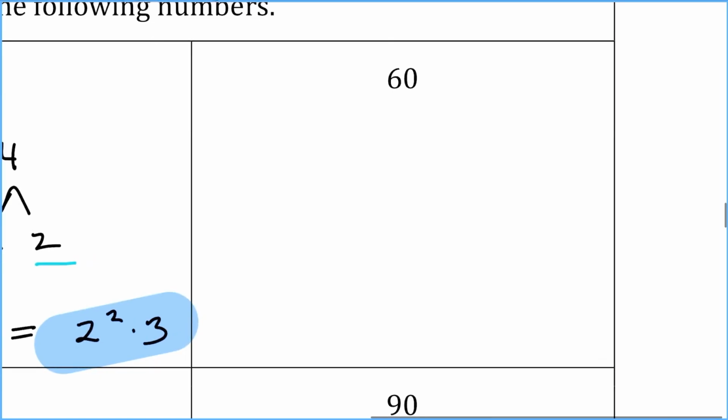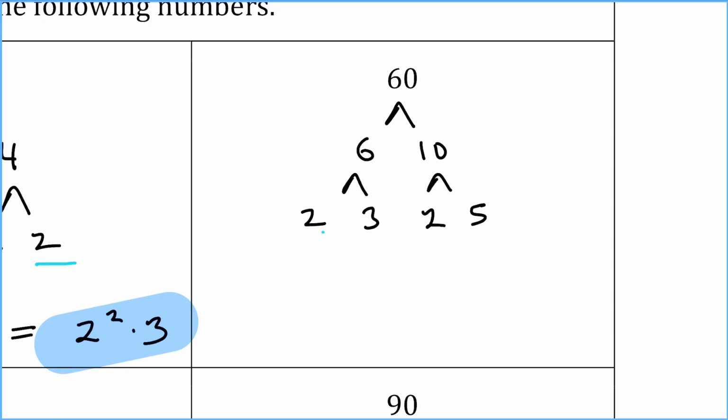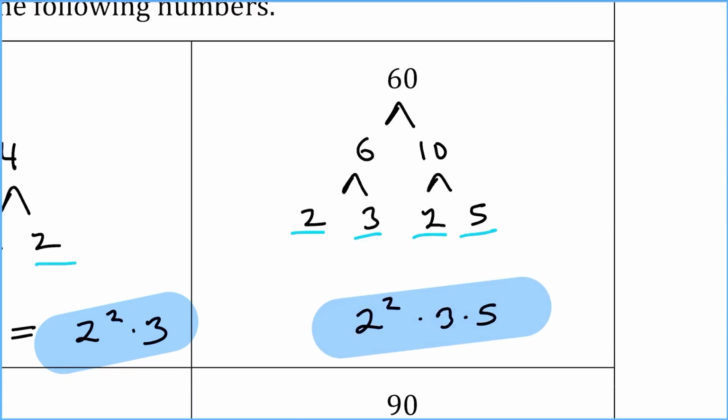All right. So 60, you could break down 60 into 6 and 10. 6 breaks down into 2 and 3, and 10 breaks down into 2 and 5. It looks like we have two 2s and then a 3 and a 5. So the prime factorization is 2 squared times 3 times 5. That is the prime factorization of 60.